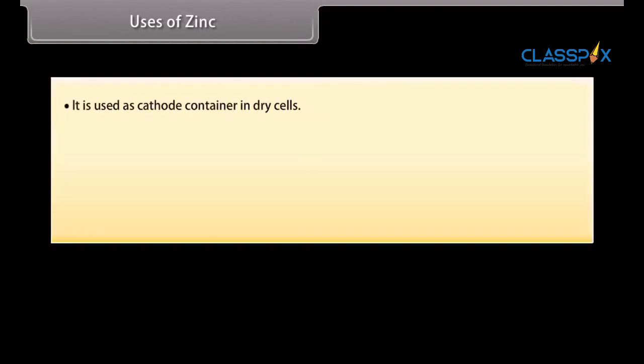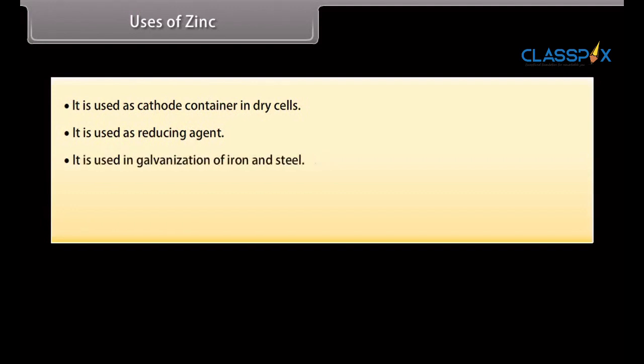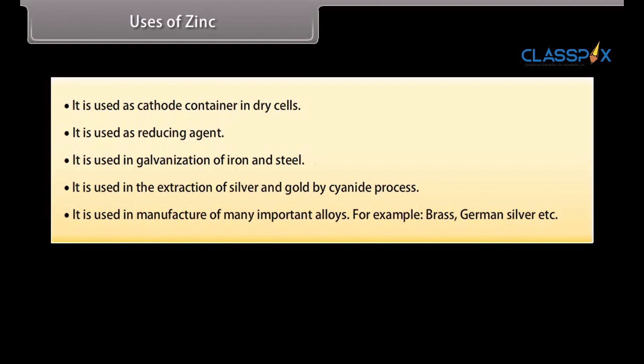Uses of zinc. It is used as cathode container in dry cells. It is used as a reducing agent. It is used in galvanization of iron and steel. It is used in the extraction of silver and gold by the cyanide process. It is used in manufacture of many important alloys, for example, brass, German silver, etc.